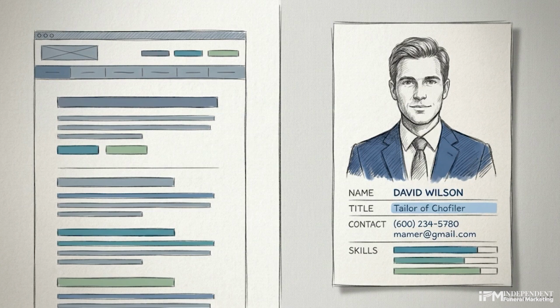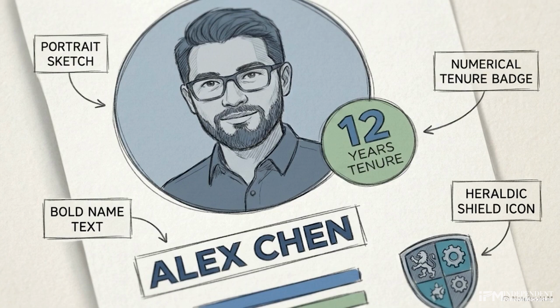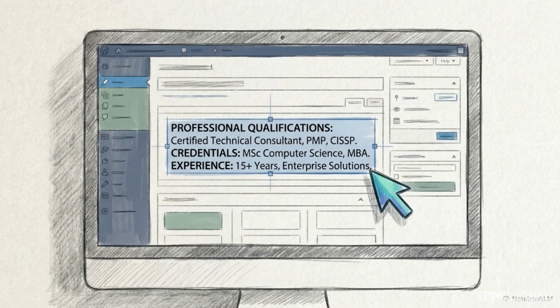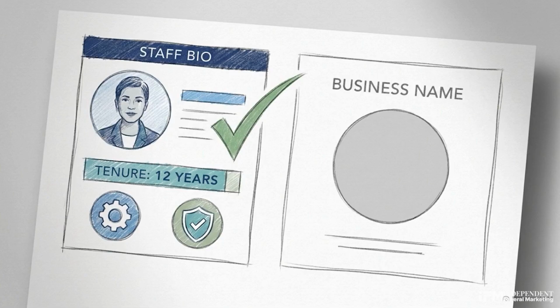A high-ranking profile relies on specifics: real staff headshots, named directors, exact years of experience, and explicit mentions of professional qualifications, like NAFD or BIE memberships. These on-page credentials function as a mandatory technical signal. By explicitly listing your qualifications, you provide the evidence the search algorithm needs to trust your independent business over a generic directory listing.